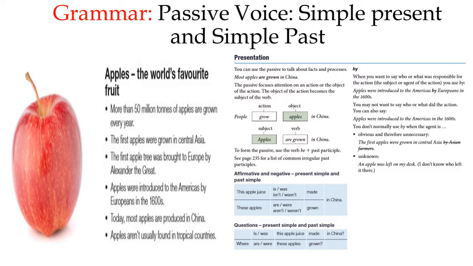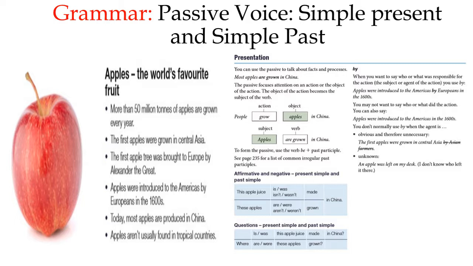Questions, present simple. Here, if you want to insert WH questions, there is no problem again. It depends on the context, okay, in which you are speaking, or the situation. Where is or where was this apple juice made? Where are or where were these apples grown? So it depends on the context.